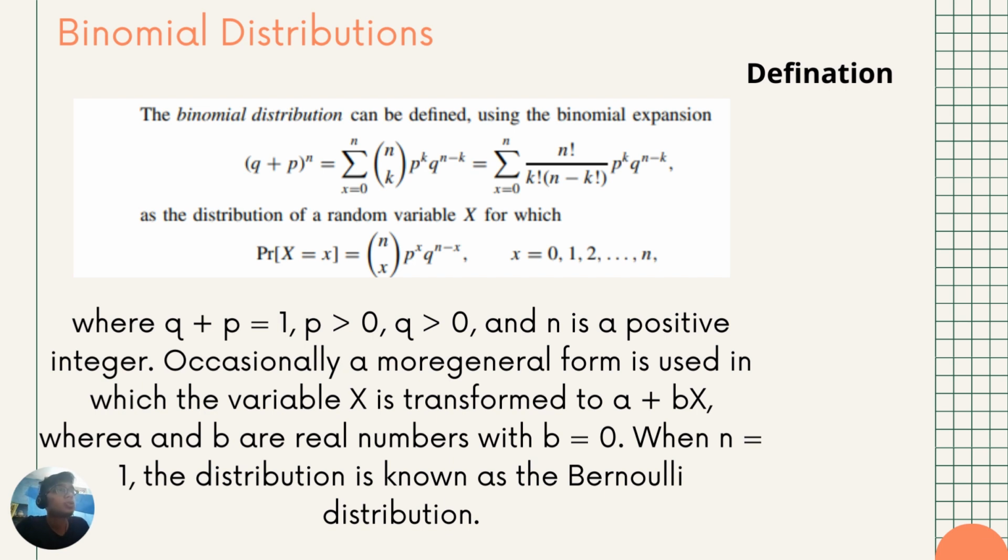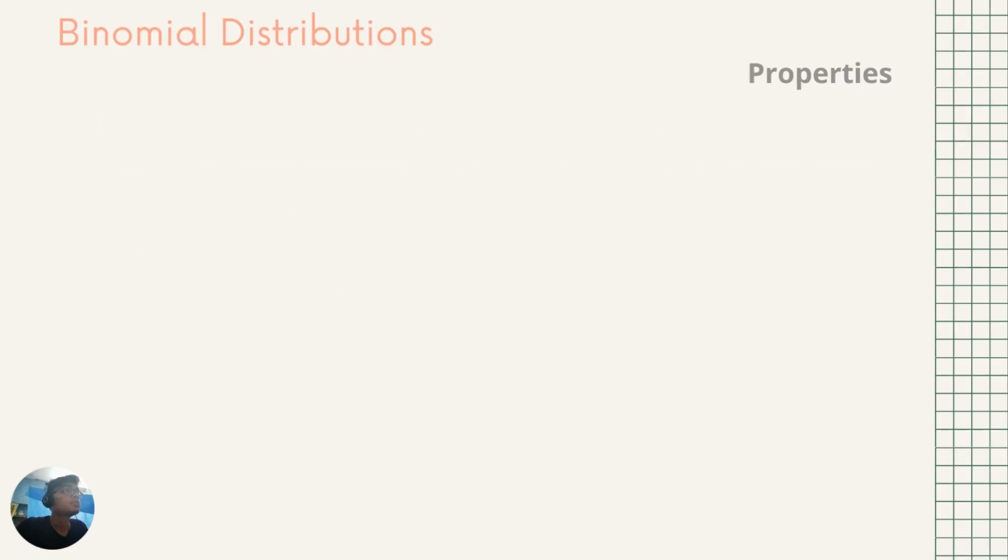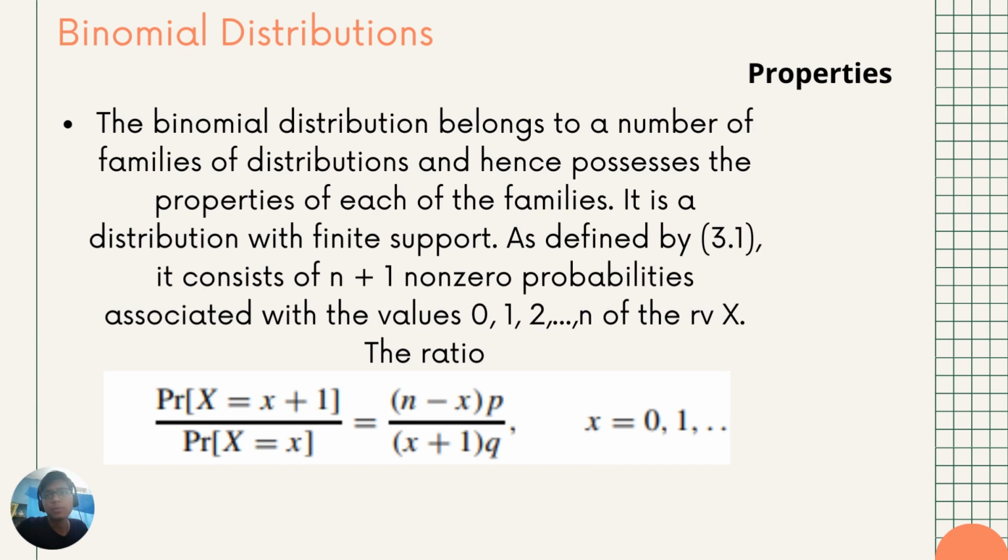Occasionally a more general form is used in which the variable x is transformed into a plus b x, where a, b are real numbers with b not equal to 0. Where n is equal to 1, the distribution is known as the Bernoulli distribution. The characteristic function (CF) of the binomial distribution is this, and the probability generating function is this. And we all know the other properties.